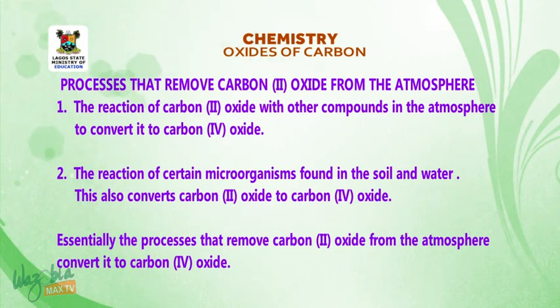The next thing to be considered is processes that remove carbon monoxide from the atmosphere. Number one, the reaction of carbon monoxide with other compounds in the atmosphere to convert it to carbon dioxide. Number two, the reaction of certain microorganisms found in the soil and water. These also convert carbon monoxide to carbon dioxide. Essentially, the processes that remove carbon monoxide from the atmosphere convert it to carbon dioxide.